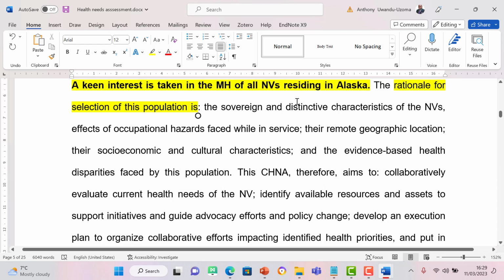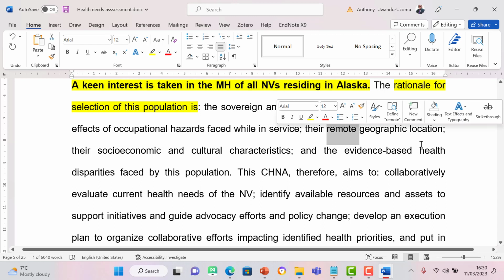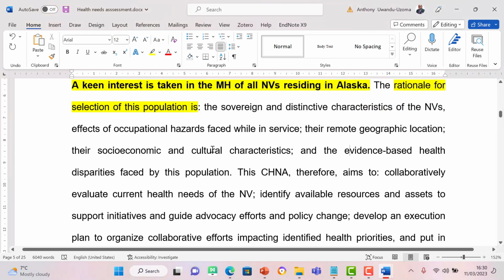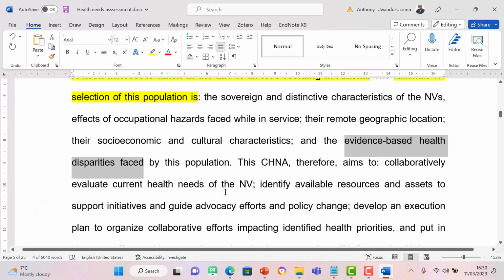So you can see here that this study population, they are exposed to occupational hazards, all right, and they live in remote geographical locations, and then they face high level of what? Health inequality. So that is why the author chose that population.